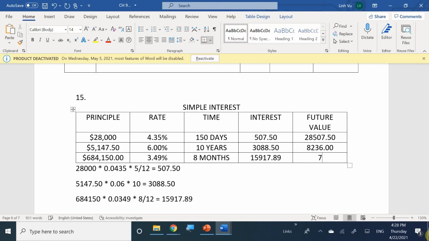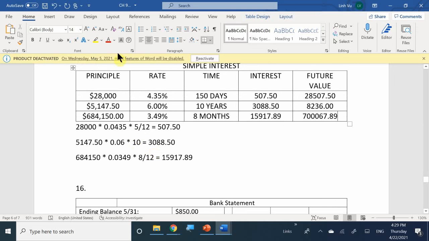$767.89. 700,000. 67 cents and then $67.89. Start again. 700,067.89. Thank you. 700,067.89. All right. Good. Little practice with this.